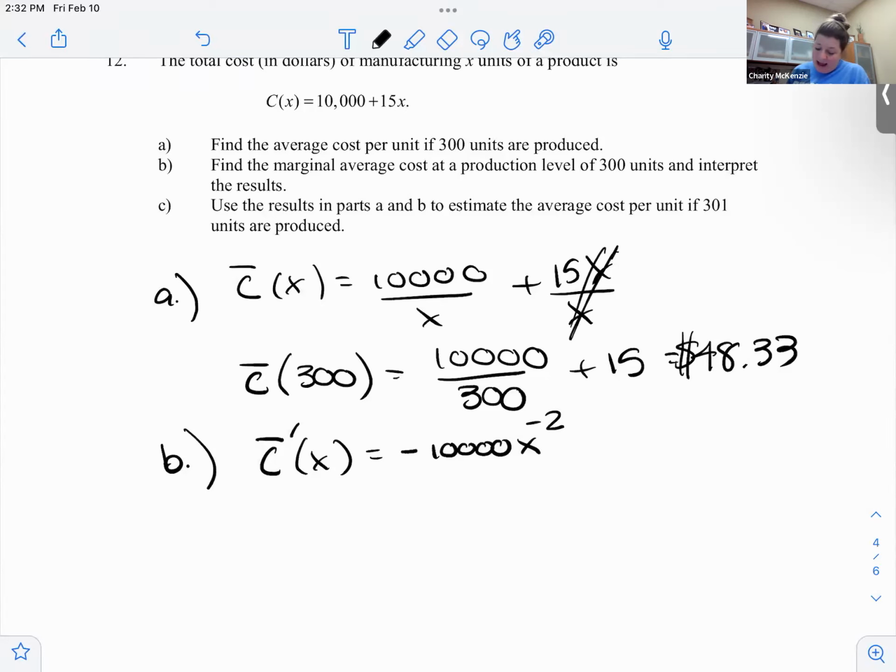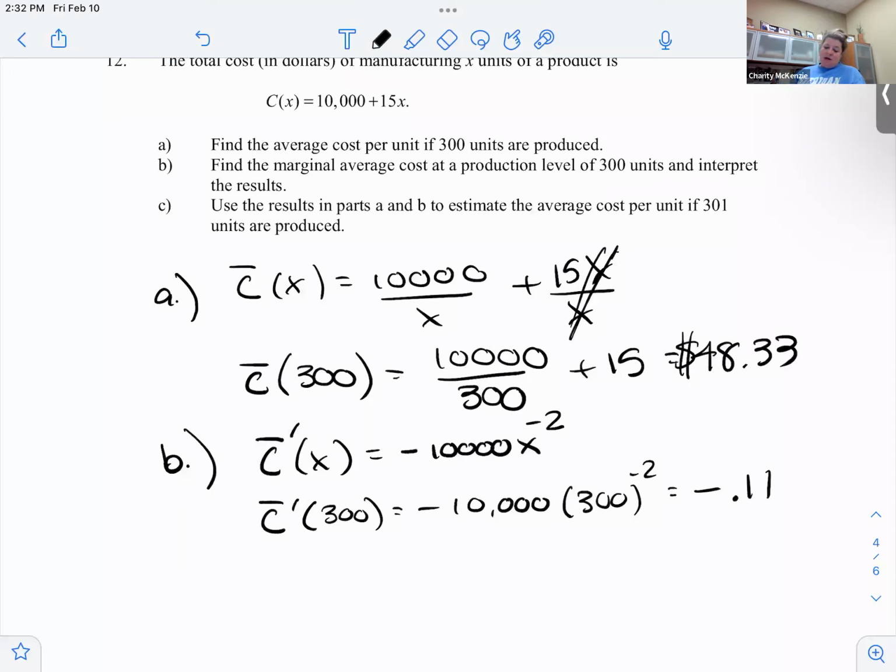of the average. Then at what level are we looking at? 300 units. So we're going to put in the 300 and I get negative 10,000. Oh, I think I did an extra zero on that. And then it's 300 to the negative 2. And again, that 300 could be in the denominator, but I get negative 11 cents. So the marginal average cost at the production level of 300 units is going down 11 cents.